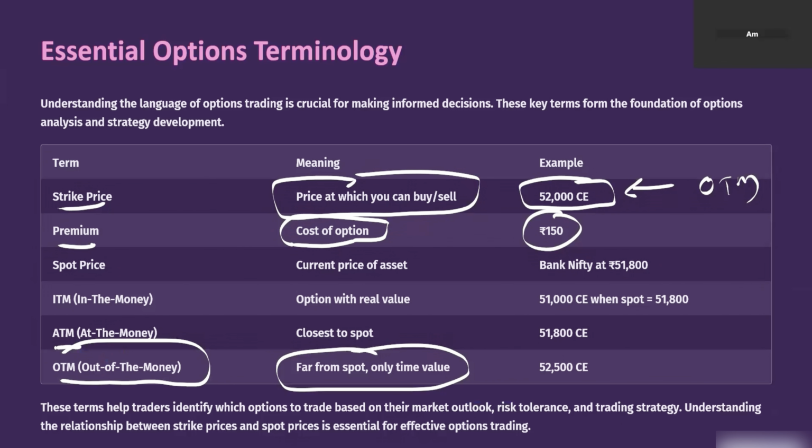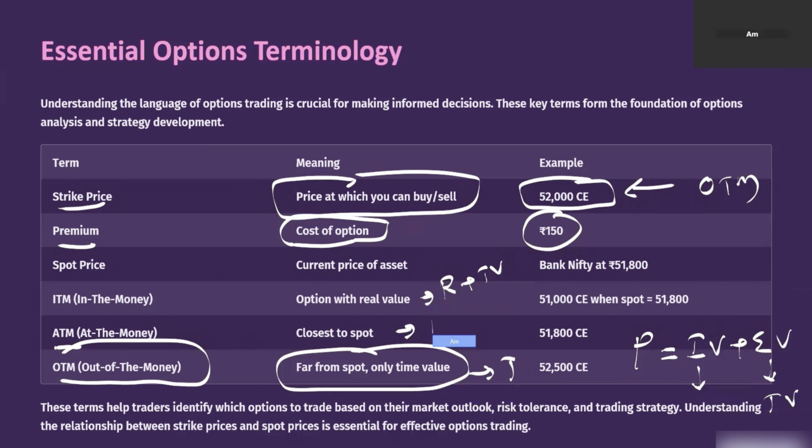When you calculate the premium, there will be intrinsic value and extrinsic value. Intrinsic value means the real value. Extrinsic value means the time value. So if you take OTM, there is only time value. If you take ITM, there will be more real value plus some time value. If you take at the money, there will be some real value plus some time value as well. Out of the money, only time value will be there. So out of the money will decay faster.